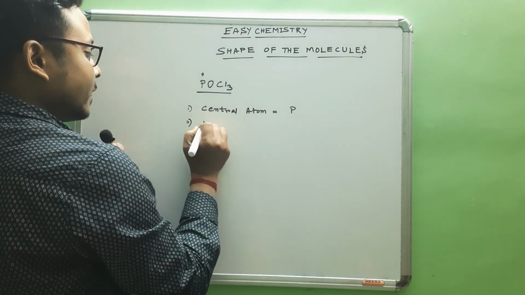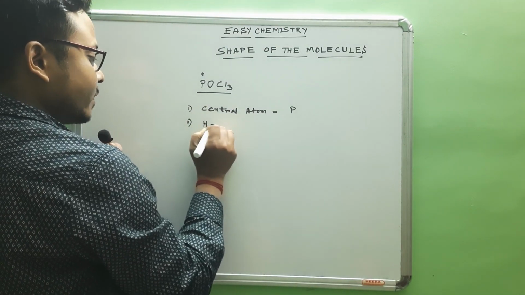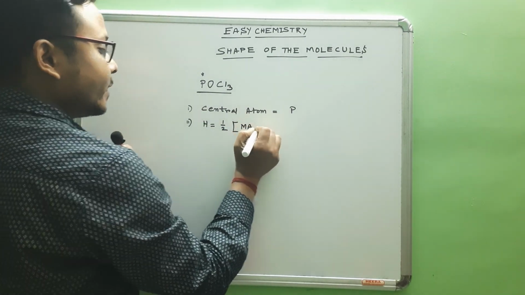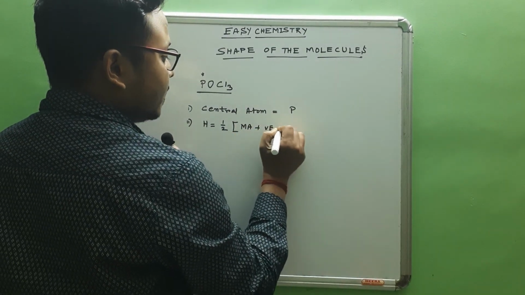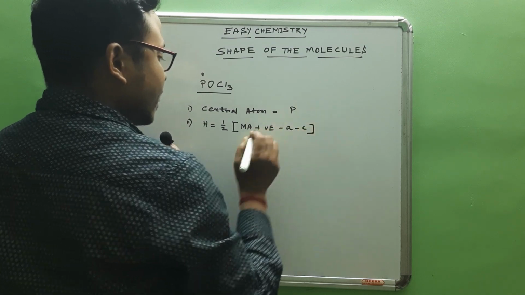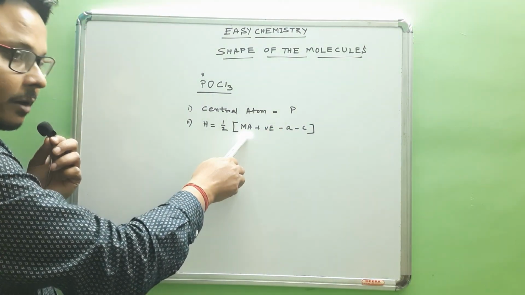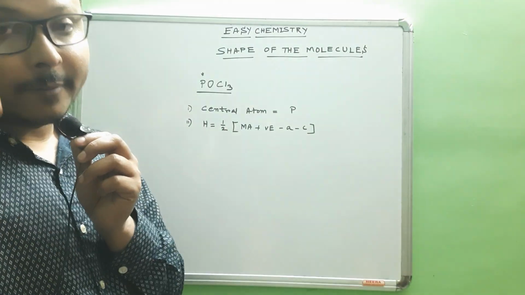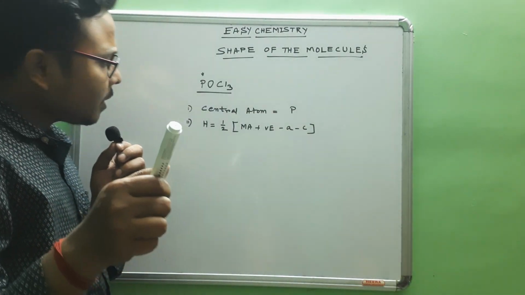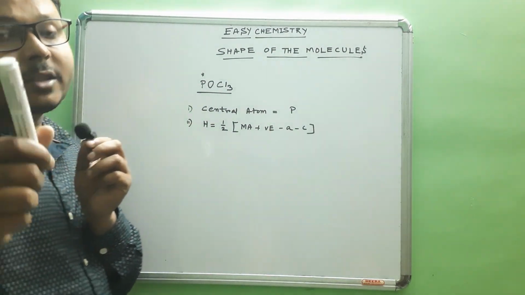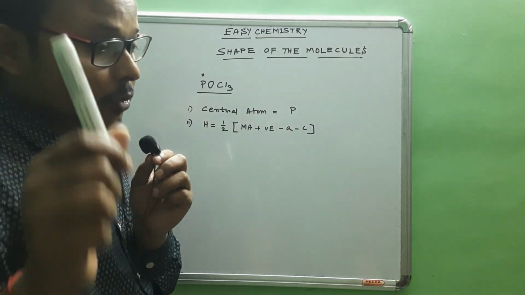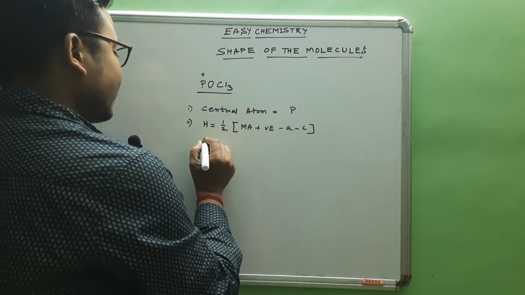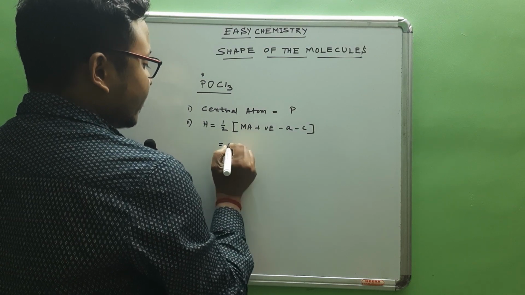So the hybridization state of the central atom is H equals half of the number of monovalent atoms plus VE minus A minus C. And to know every terminology used here, you should follow our previous class, and you can get the link of the previous class in the description box. Otherwise you can't get it.